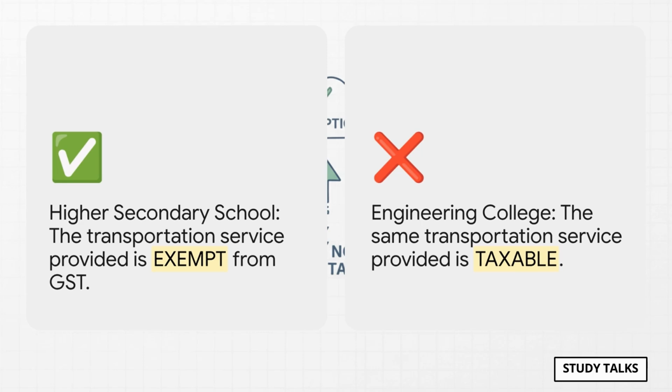Now, what about the engineering college? Is it a school providing education up to higher secondary? Nope. Therefore, that exemption doesn't apply and the service is taxable. The correct answer is B, the school. Simple as that once you know the rule.